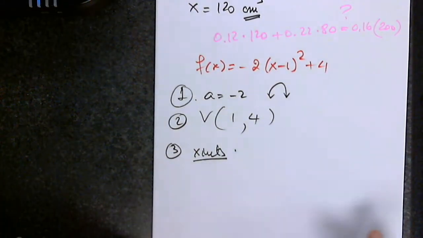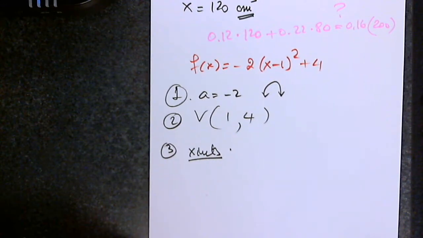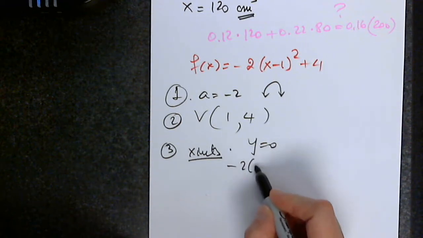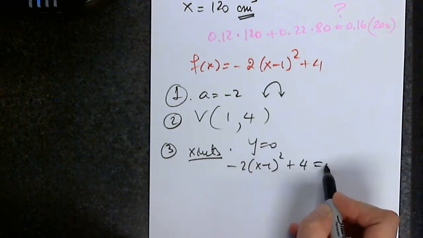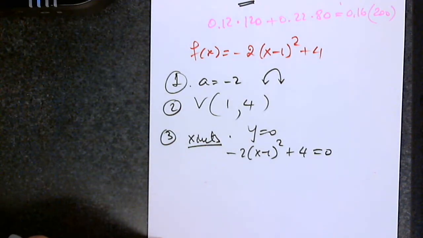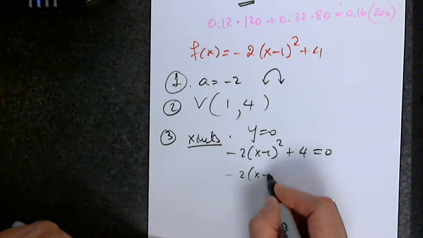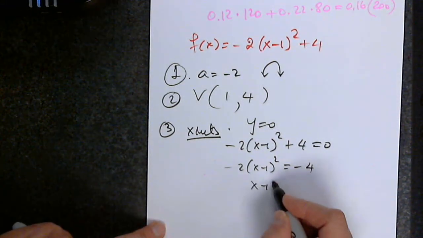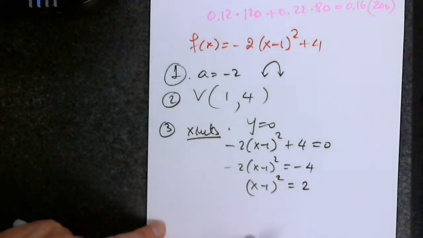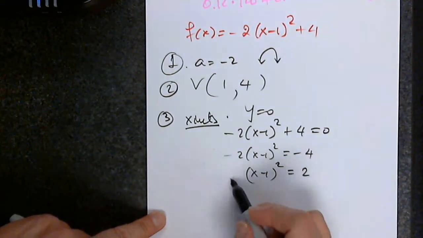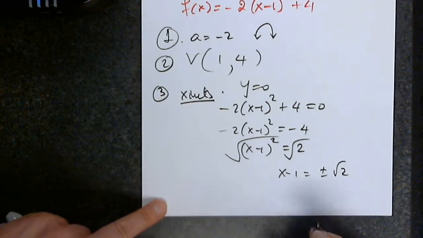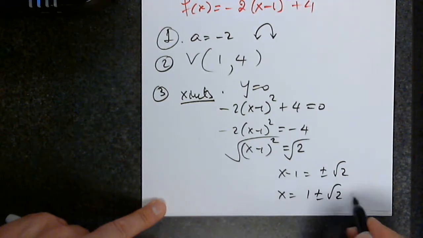Very good. How do I find them? I have to set y equal to 0, which means negative 2 times (x minus 1) squared plus 4 equals 0. How do I solve this equation? Negative 2 times (x minus 1) squared equals negative 4. And then divide by negative 2, and I have (x minus 1) squared equals 2. Square root. Yes, that's the best thing to do. So x minus 1 equals plus or minus the square root of 2, or x equals 1 plus or minus the square root of 2.